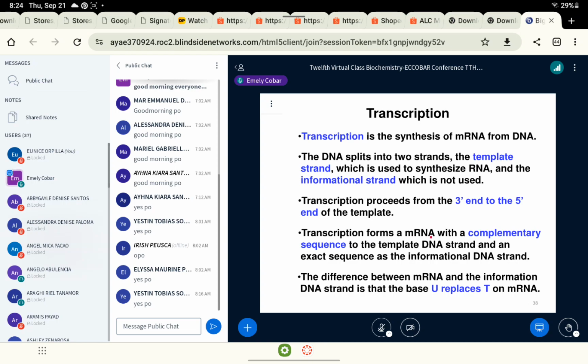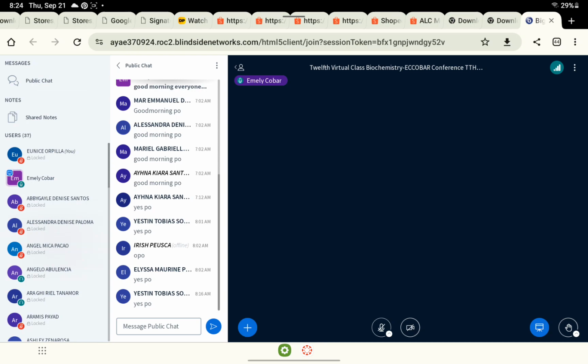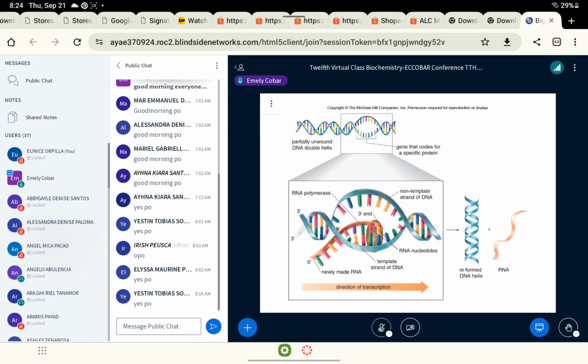Transcription forms a mRNA with a complementary sequence. So we still follow complementary base pairing to the template DNA strand and an exact sequence of the informational DNA strand, which we will see later. The difference between mRNA and the informational DNA strand is the base U replaces T on mRNA. So, mas maintindihan natin yan mamaya pagka may example na. Okay, so let us look at this now, yung sa transcription.